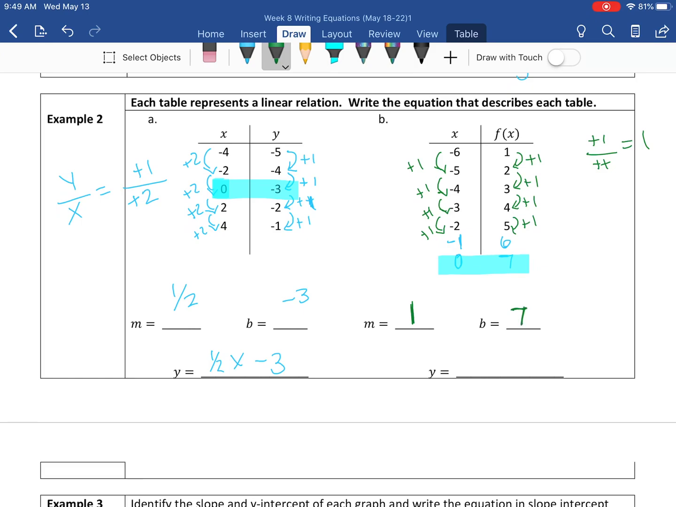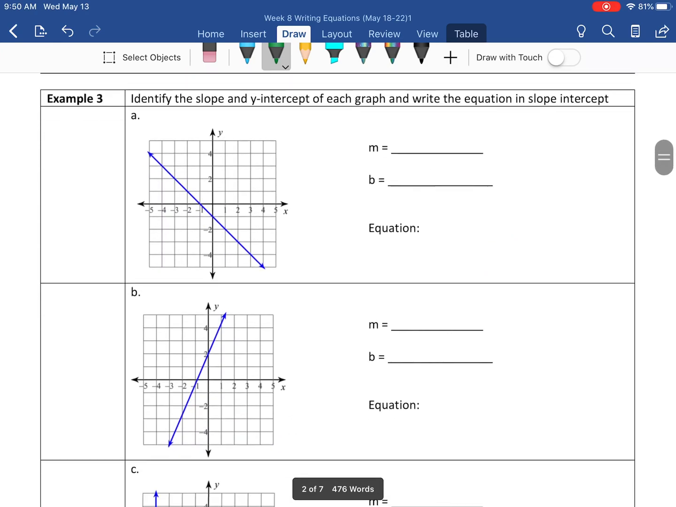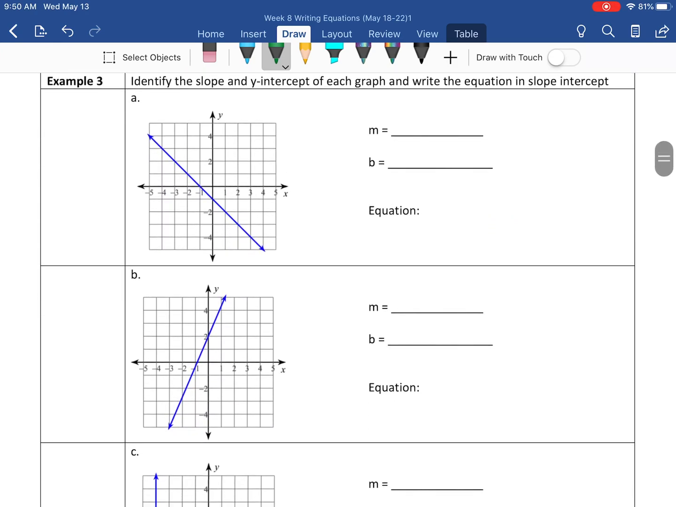That's our y-intercept. So our equation is y equals 1x plus 7, or you could write this as y equals x plus 7. And that's your equation. So we got a couple more. Now we want to be able to look at a graph and write the slope-intercept form of the line. So for our slope, we're going to pick 2 points and figure out the distance between them.